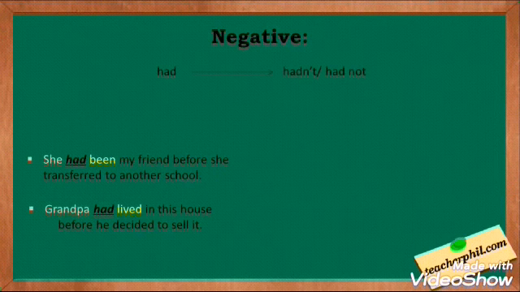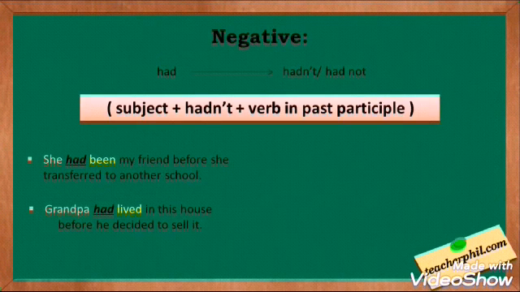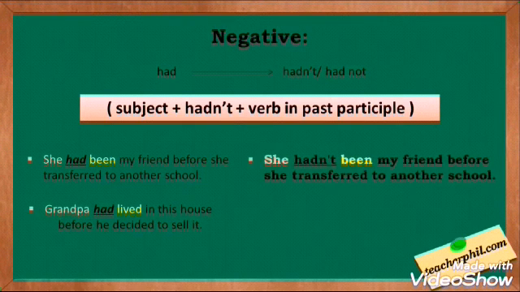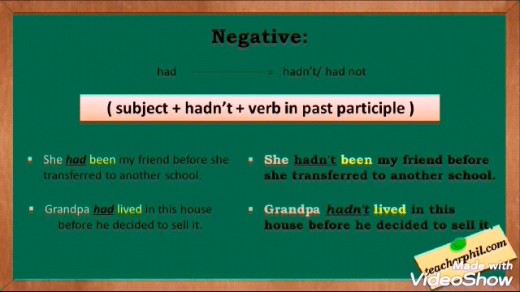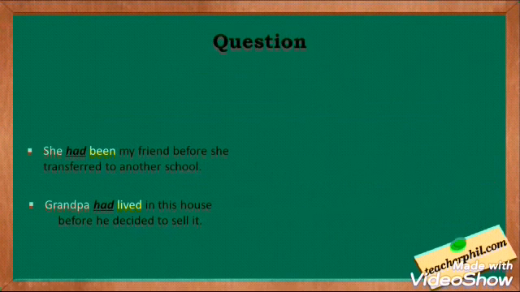The negative form of the past perfect, it will be hadn't or had not. We put the subject plus hadn't plus verb in the past participle. For example, she had been my friend before she transferred to another school. It will be she hadn't been my friend before she transferred to another school. The other example, Grandpa had lived in this house before he decided to sell it. The negative form, Grandpa hadn't lived in this house before he decided to sell it.